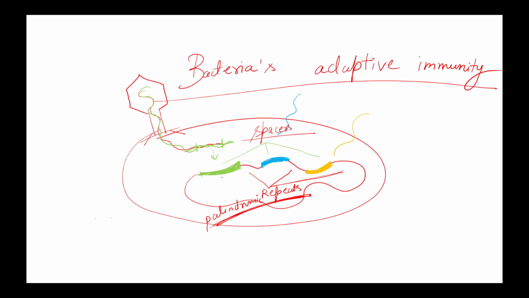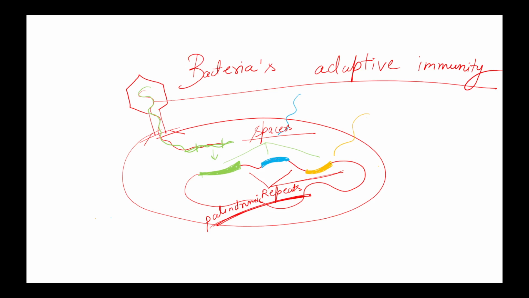When sequence similarity was checked, it was observed that these spacer sequences are similar to the viral genomic DNA sequences. That is how it was concluded that these spacers, which have no sequence similarity to the bacterial genome, are actually viral genome pieces incorporated into the bacterial genome. So the spacers and the palindromic repeats are present in the bacterial genome.